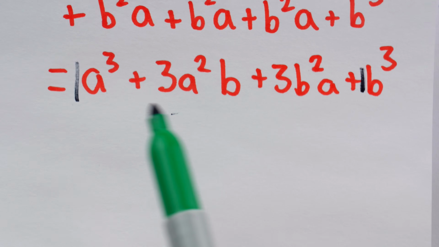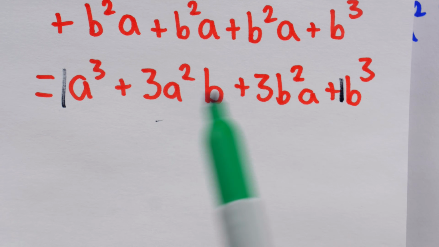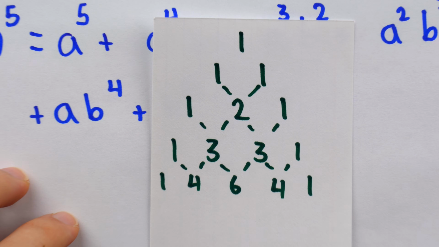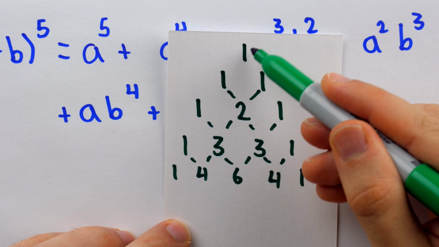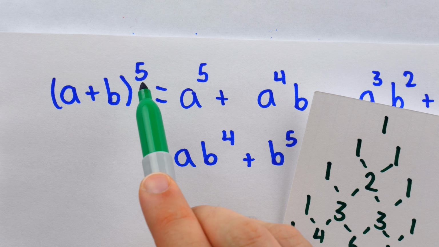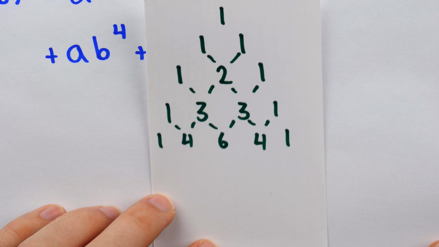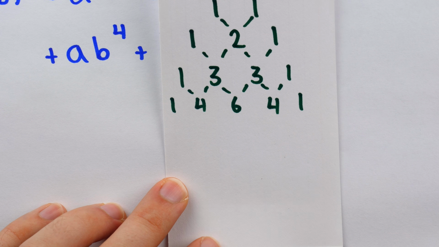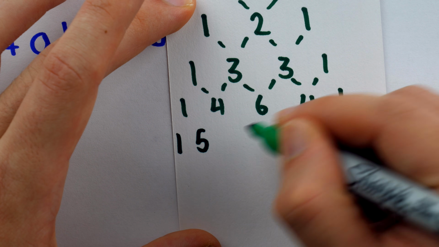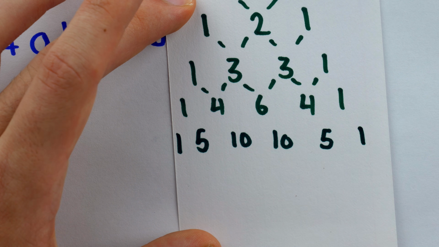We had 1a cubed, 3a squared b, 3b squared a, 1b cubed. The coefficients were 1, 3, 3, 1, just like you see here, 1, 3, 3, 1. So to get the coefficients of a plus b cubed, we would just need to look in row 4 of this triangle. So to get the coefficients of a plus b to the power of 5, we're going to need to look at row 6 of this triangle. Right now we have 5 rows, so we just need one more row. We're squeezing it in here, but again we have 1 at the edge, 1 plus 4 is 5, 4 plus 6 is 10, 6 plus 4 is 10, 4 plus 1 is 5, and a 1 at the end.